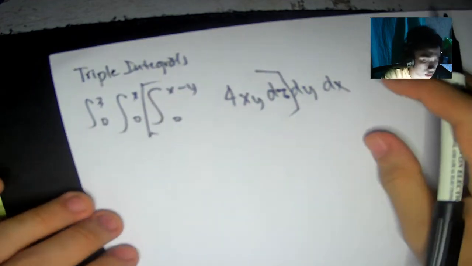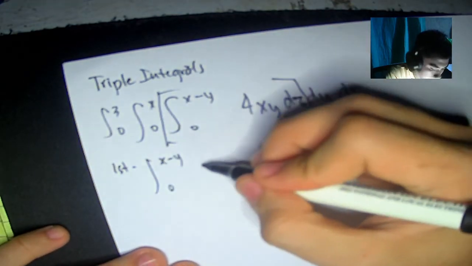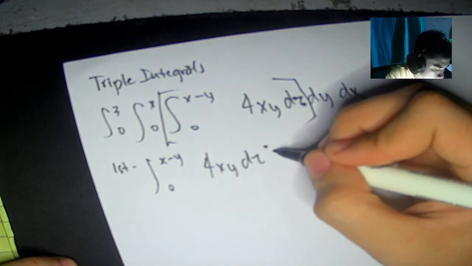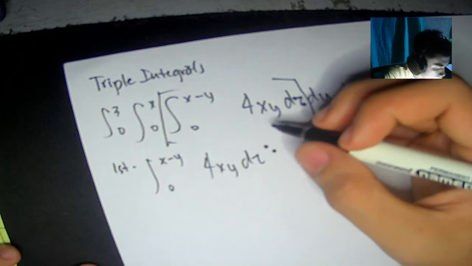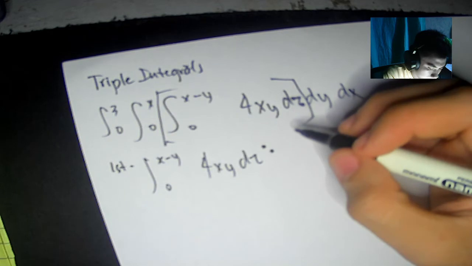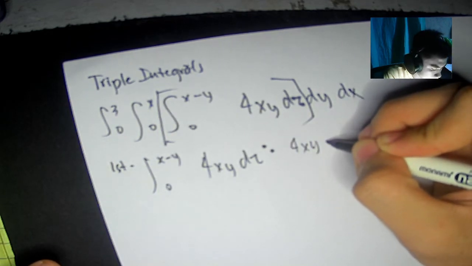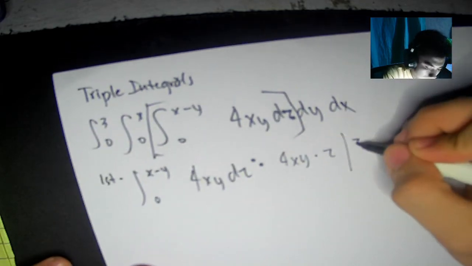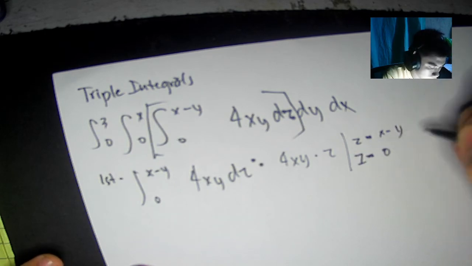Let's just isolate this first. So first, x minus y, 0. So we have 4xy dz. What we're going to do here is, we'll have 4xy times z. So we'll have z equals x minus y, and z equals 0.